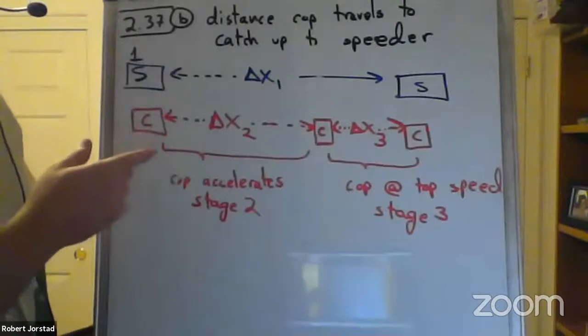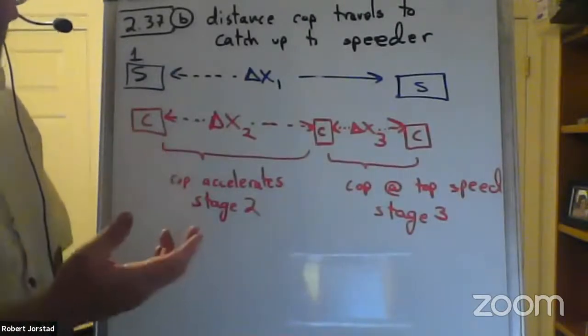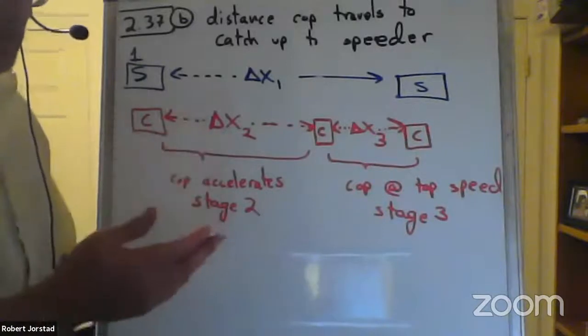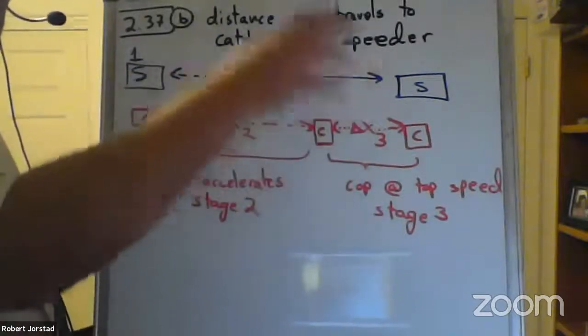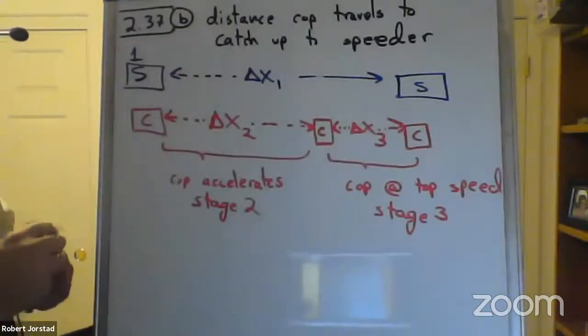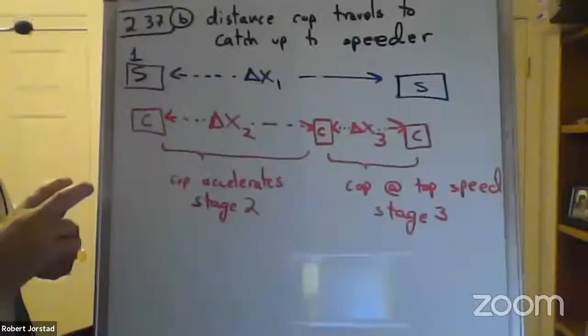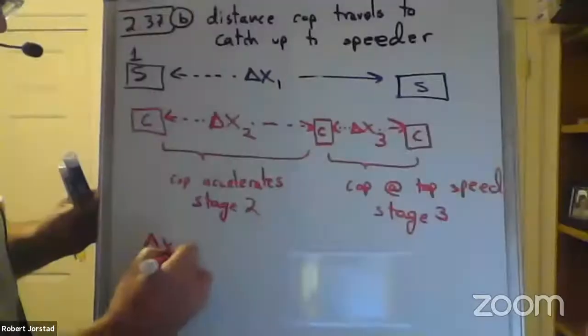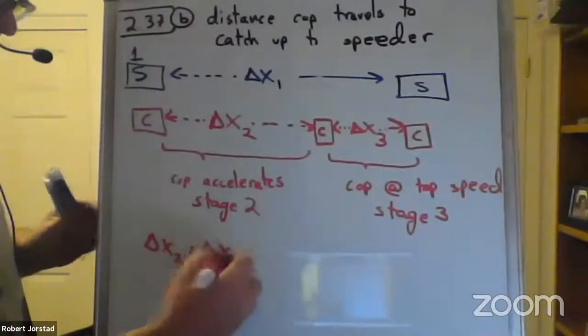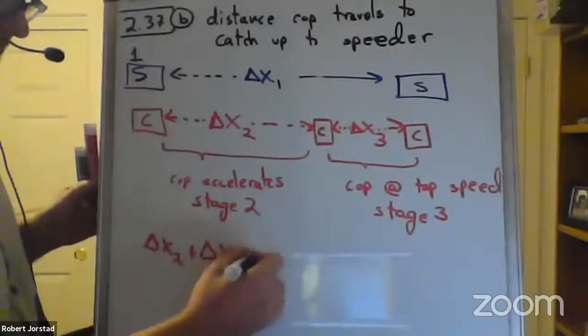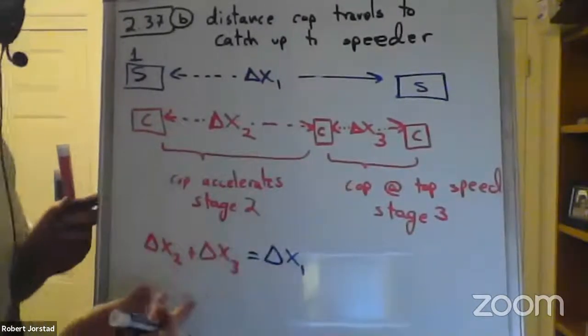In the last problem, right? We said, well, the velocities were equal or the positions were equal. What is the relationship between these variables this time? What's the relationship? Distance. Okay, yeah. Give me an equation. x2 plus x3 equals x1. Yeah, that's what I was looking for. Do you agree that the two stages of the cop should add up to the displacement for the one stage of the speeder? Right?